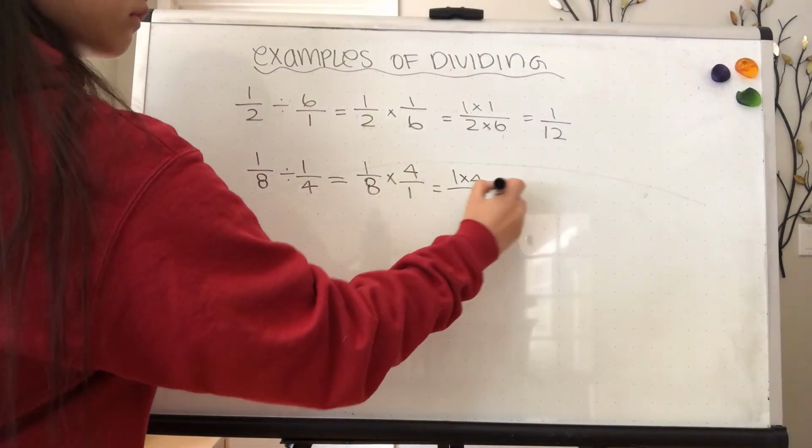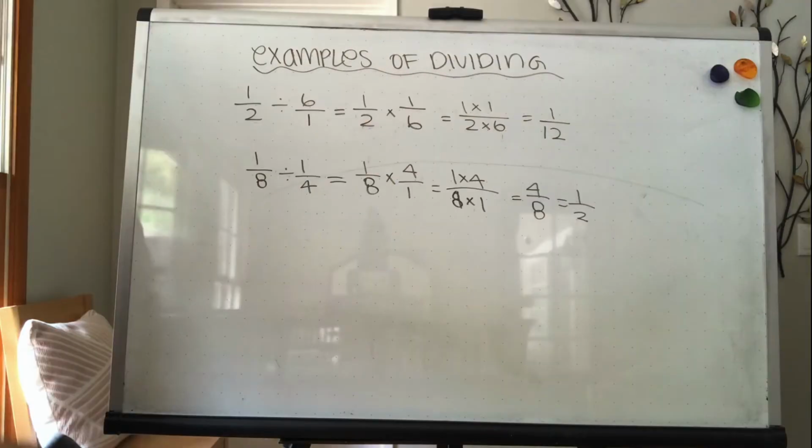The second example is 1 over 8 divided by 1 over 4. So same thing, you're going to flip the second fraction, so it's the reciprocal. So the 1/4 is going to end up being 4 over 1. So you're going to multiply 1 over 8 times 4 over 1, and that's going to end up 4 over 8, or 1/2, when you simplify.